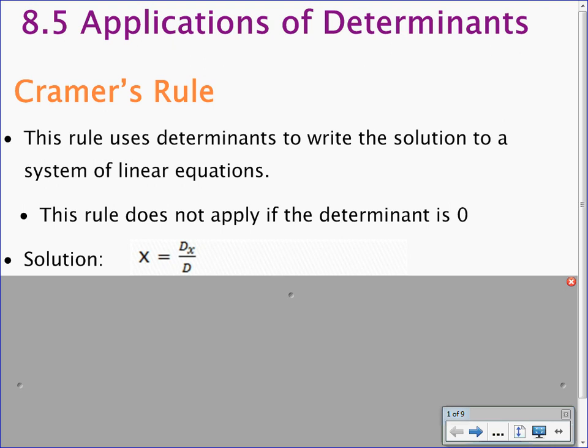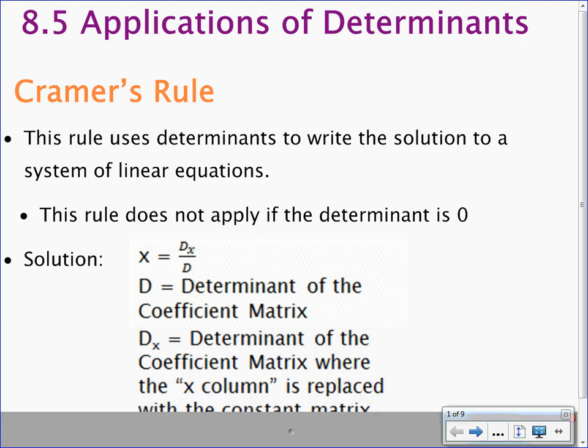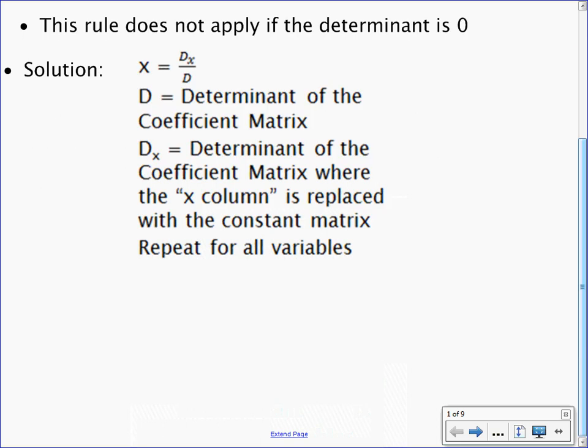Now, D, the determinant, is just the determinant of the coefficient matrix. So that's going to be your denominator for each variable. Once you find that, that's going to be your denominator each time. Now this D sub x, what that means is we're going to take the determinant of the coefficient matrix where the x column is replaced by the constants.